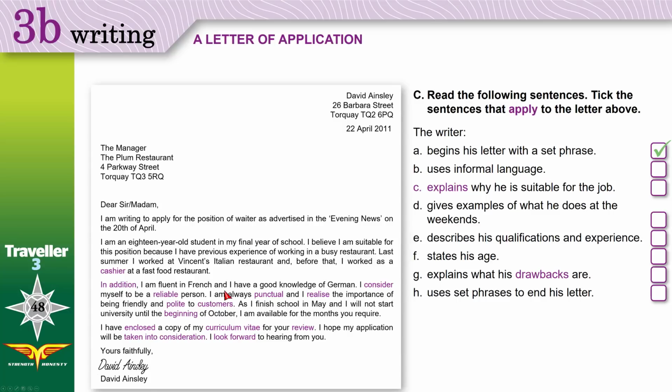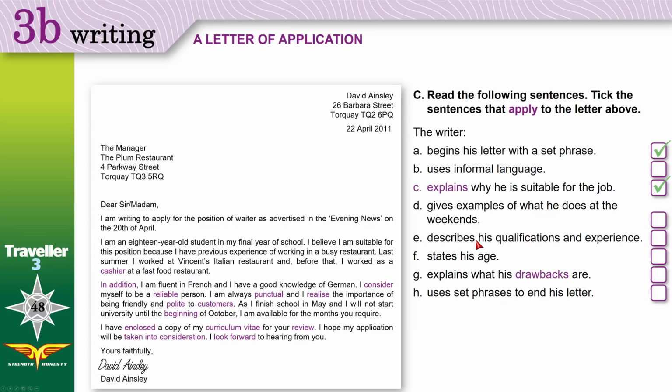Uses informal language. Does the writer use informal language like he is writing to a friend? No, don't tick that. He explains why he is suitable for the job. Of course, he has experience, he can speak multiple languages. This is why he is suitable for the job. He gives examples of what he does at the weekends. No, he doesn't say what he does at the weekends.